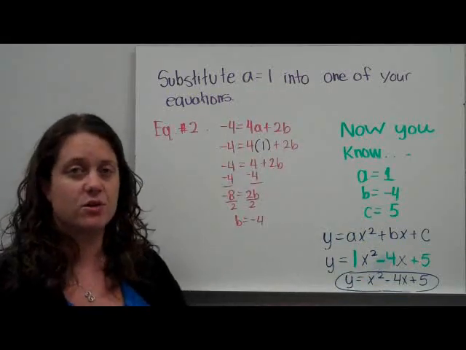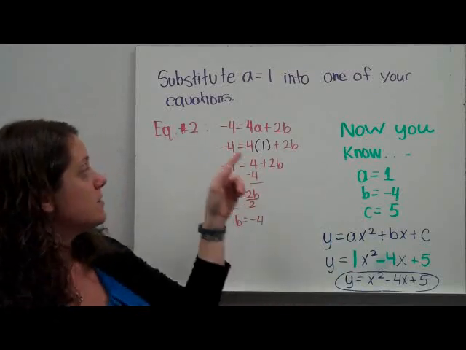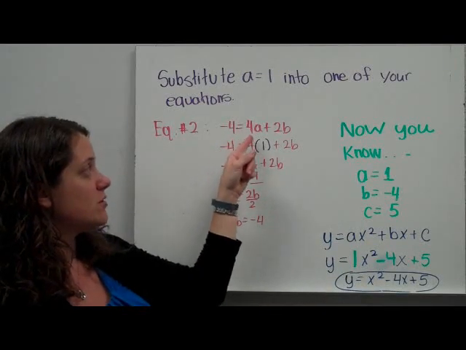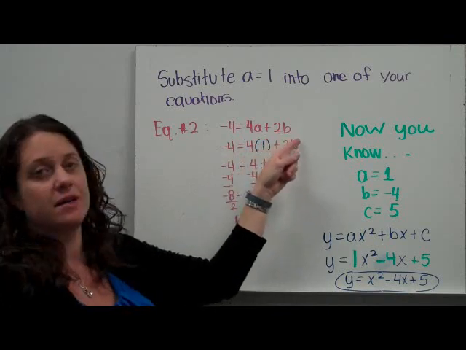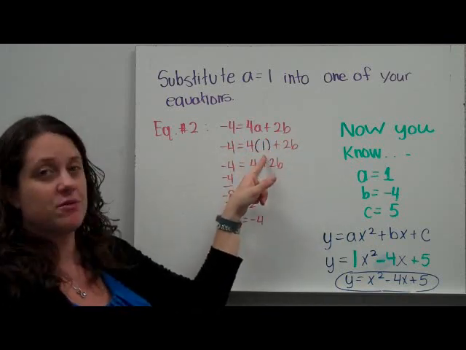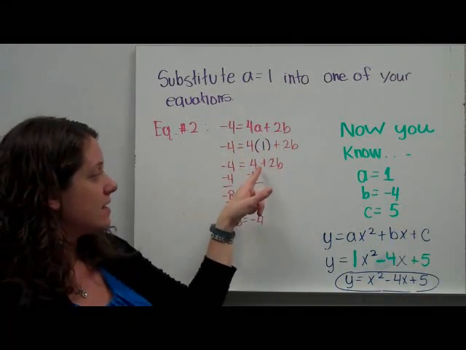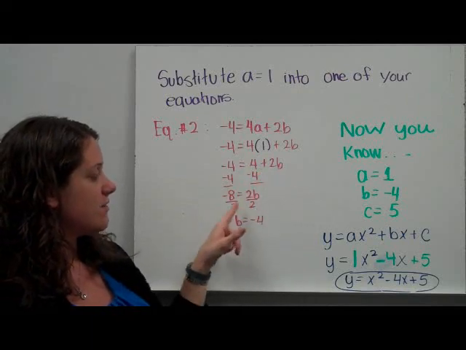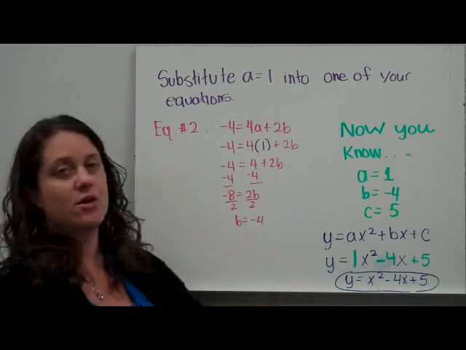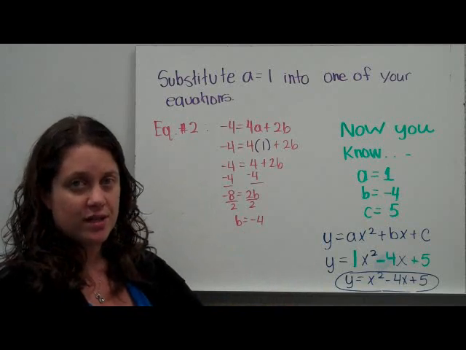So I could plug it into equation 2 or 3. So I had negative 4 equals 4a plus 2b. I plug in what I got for a, which was 1. And then subtract 4 from both sides, divide by 2, and I now know that b equals negative 4.